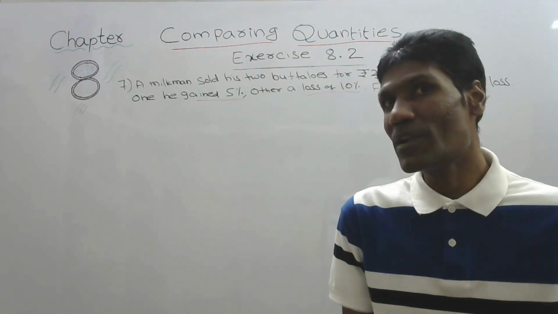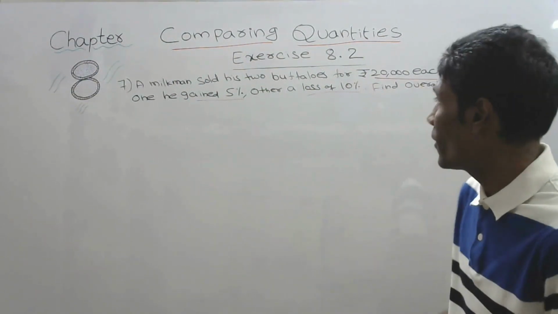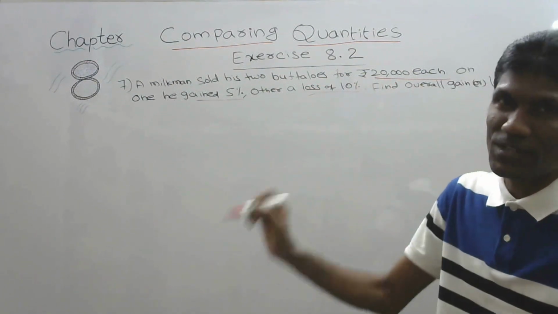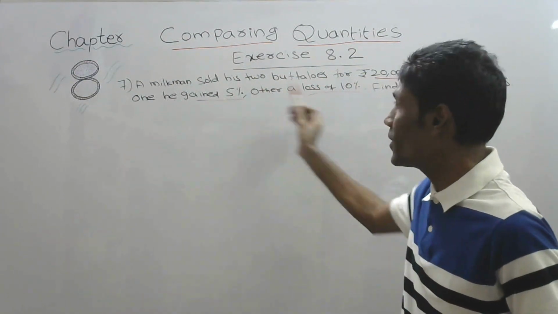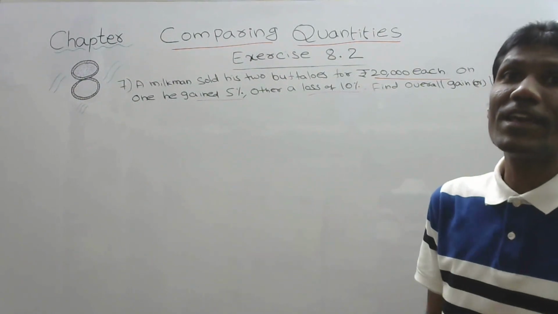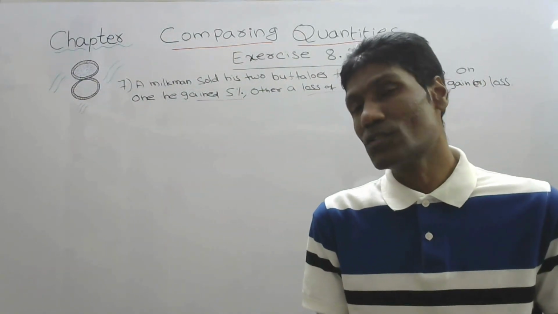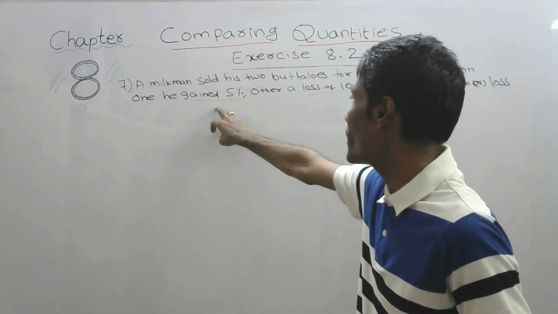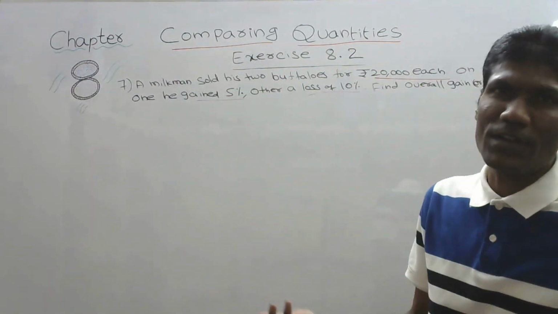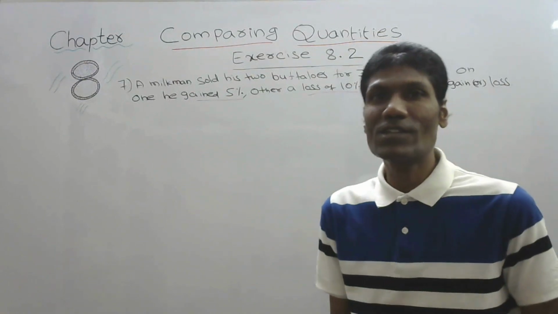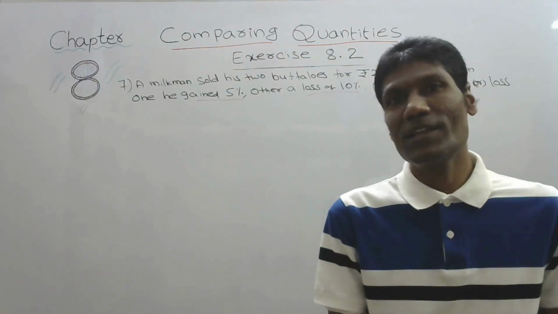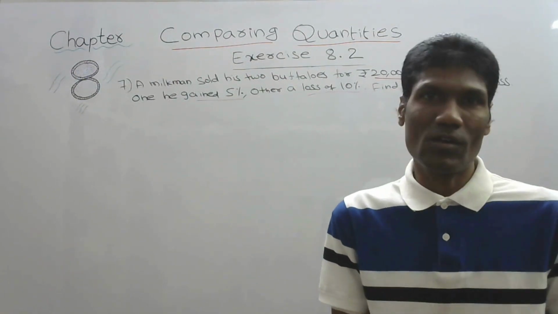Why is it happening? Why is there a difference? We are having the selling price same, but we are getting the difference. That means their cost price is not same. They are different. Cost price of one buffalo is different, other is different. So he is asking overall what is his gain or loss.